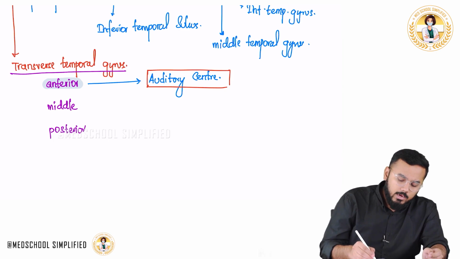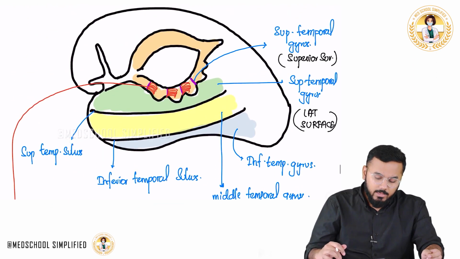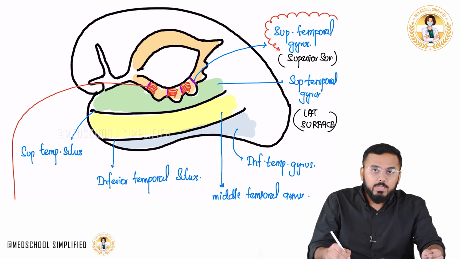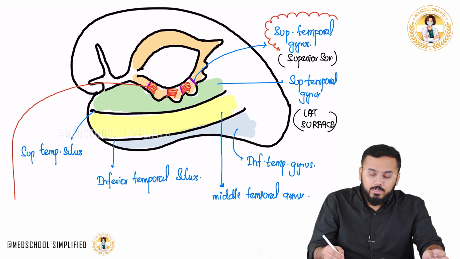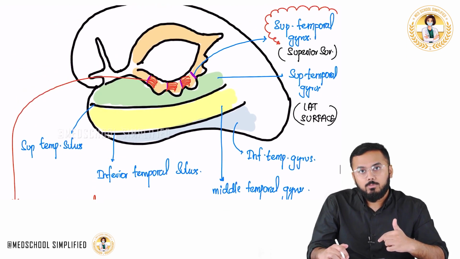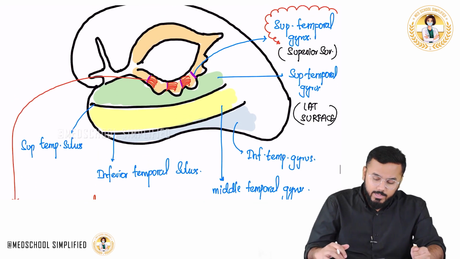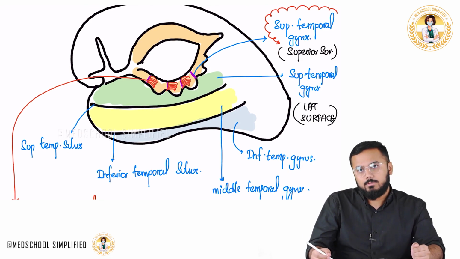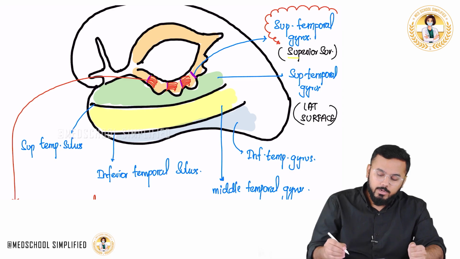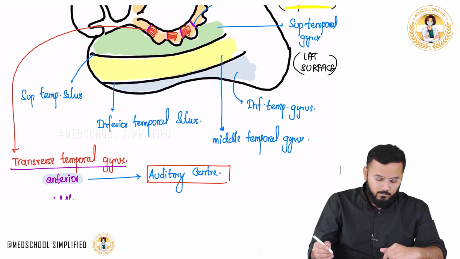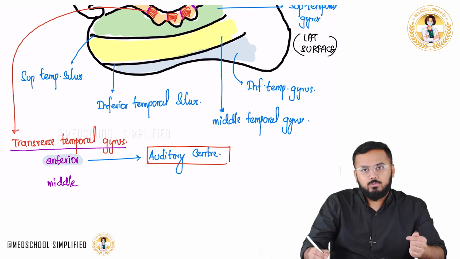Okay, now where are all these transverse temporal gyrus located? Tell me. All these transverse temporal gyrus are located on the, what is this? Superior surface of superior temporal gyrus. Okay, so where are these anterior, middle, and posterior transverse temporal gyri located? All these transverse temporal gyri, they are located on the superior surface of superior temporal gyrus. So as I already told you, we have got 3 superior temporal gyrus. One you call it as an anterior, middle, as well as a posterior, right?